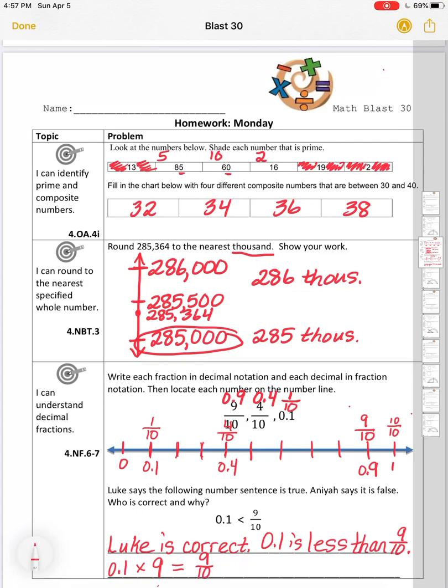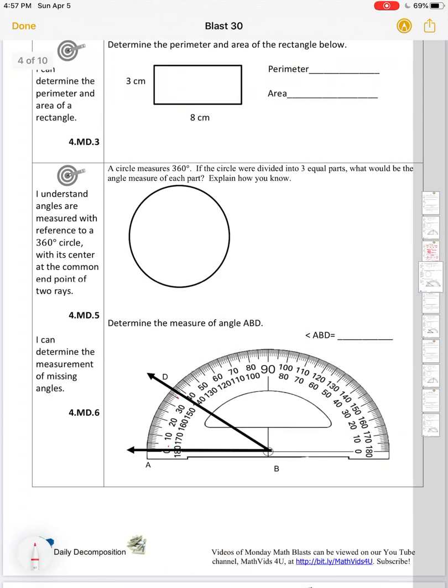Let's go to our next page there. I can determine the perimeter and area of a rectangle. Determine the perimeter and area of the rectangle below. So for perimeter, I'm going to underline this key little word in there, rim. Perimeter is the distance around the figure, and so I'm looking at the rim of the figure.